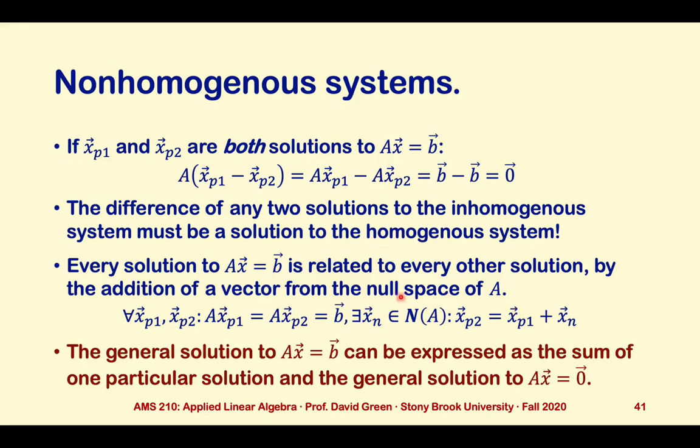This result says that every solution is related to every other solution by the addition of a vector from the null space. For any pair of solutions, XP1 and XP2, we can find a vector XN from the null space such that XP2 is XP1 plus XN. This means that we can express the general solution to AX equals B as the sum of one particular solution, we just have to find one solution, and all of the complexity, all of the infinite solutions that we may have if we have free variables, can be encapsulated by the general solution to the homogeneous system, AX equals 0.